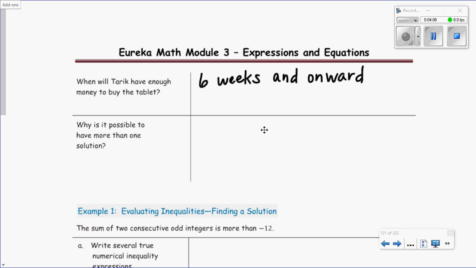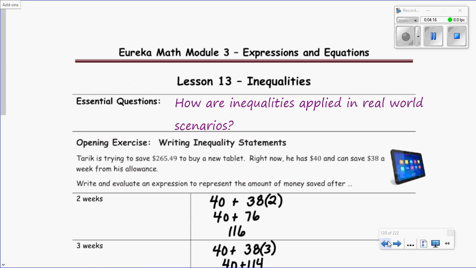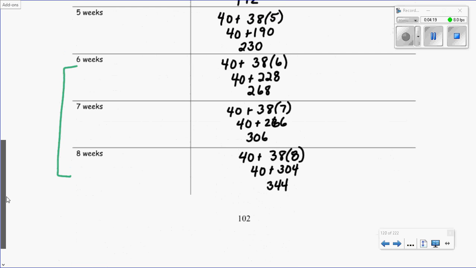So at this point, if you have an adult or someone who's older and you could ask them this, why might Tarek, I'm not really sure how to say his name, but why wouldn't he just say 6 weeks? Why 7 weeks? Why 8 weeks? What I want you to ask is, what might happen if he bought the tablet when this was the balance in his savings account? Why might he wait for 7 weeks or for 8 weeks? What do you think? And if you don't have someone around, what do you think they would say? Why might he wait until his balance is 306 or 344?